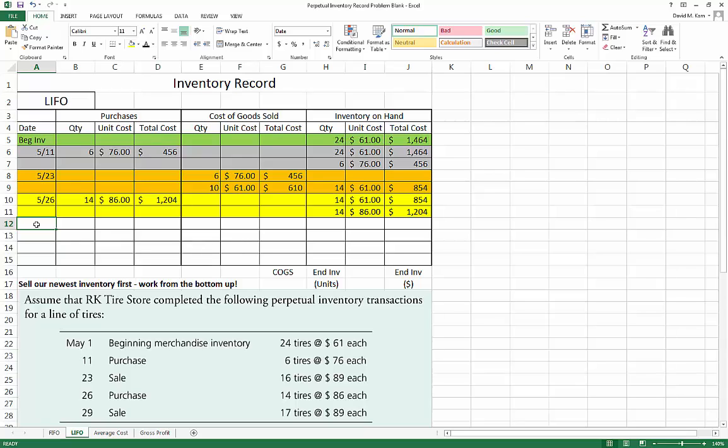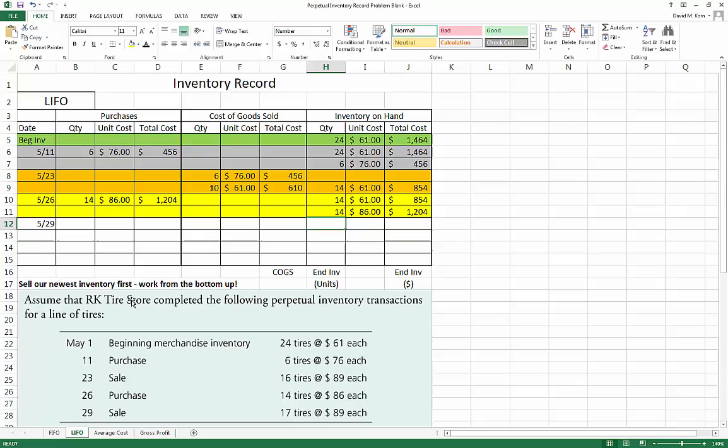Okay, then we get to our last day here, the 29th. We make a sale. Again, the 89 is irrelevant. Can't stress enough to you how many people try to use this sales price number. You don't want to do that. How many did we sell? We sold 17. So now, again, we have to notice we have 2 layers of 14 units each.